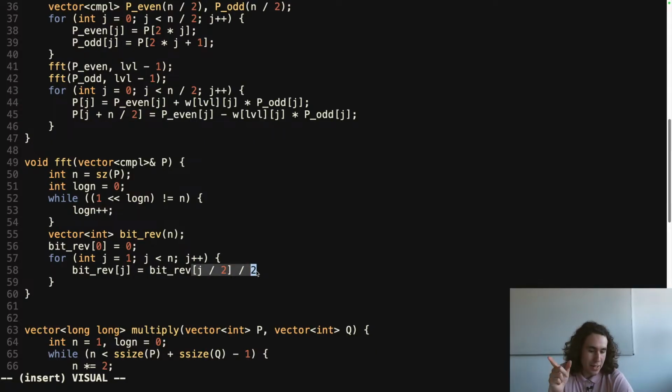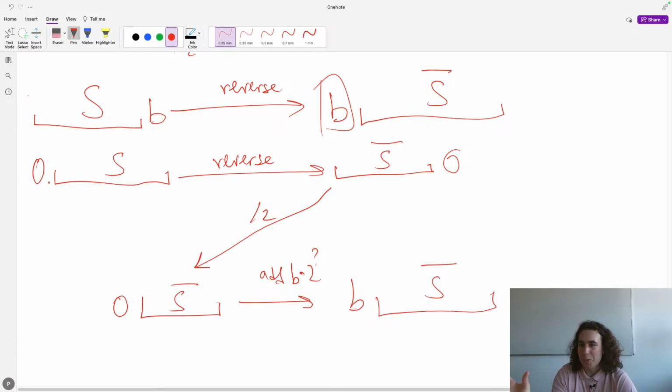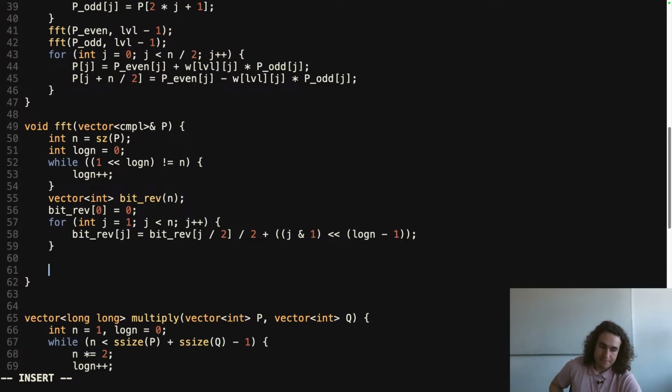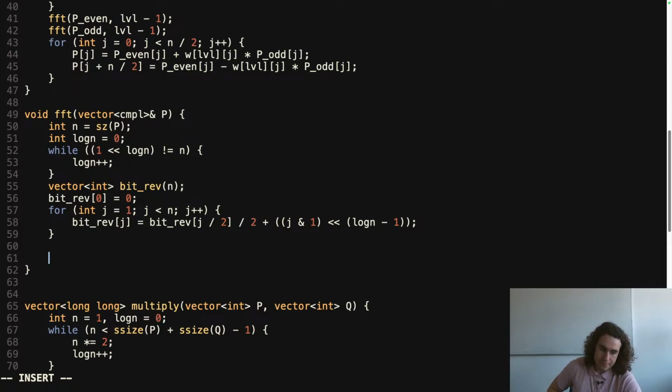Because we divided by 2 twice. But it makes sense because when we divided by 2 and reversed, this multiplied our number by 2, right? So we divided by 2, we got here, and now we need to add the least significant bit of our initial number at the beginning. So we need to add j and 1 times 2 to the power of log n minus 1. Not to the power, but multiply by 2 to the power of log n minus 1. This is our dp. Great.